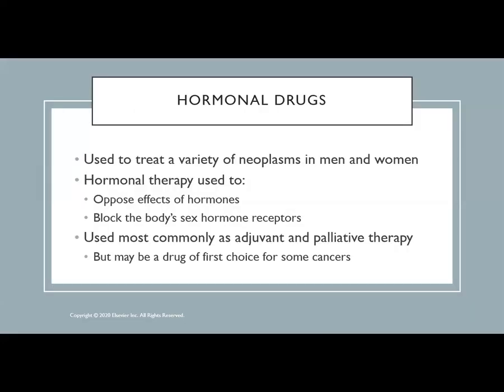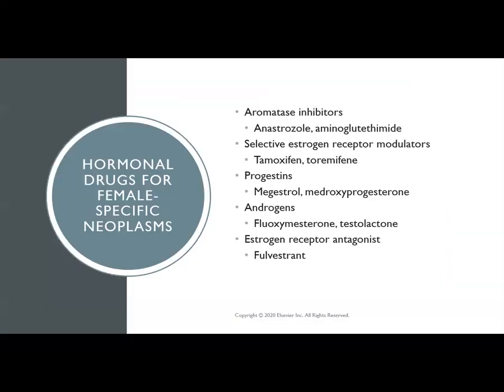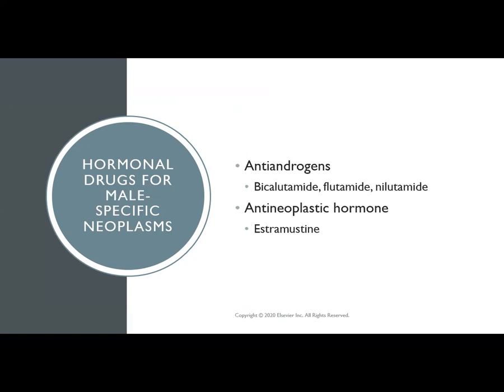Your hormonal drugs are used to treat a variety of neoplasms in both men and women. Hormonal therapy can be used to oppose effects of hormones and block the body's sex hormone receptors, and is used most commonly as an adjunct or palliative therapy. But it may be the first drug of choice in some cancers. And this is just a list of different hormonal drugs for female-specific neoplasms. These ones are male-specific ones.